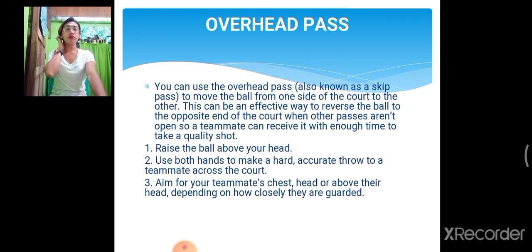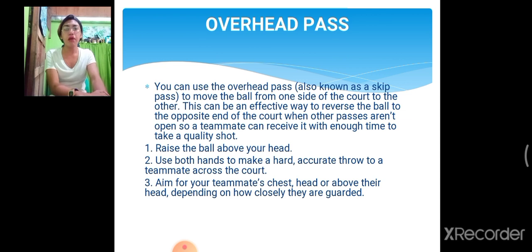Overhead pass. You can use the overhead pass, also known as the skip pass, to move the ball from one side of the court to the other. This can be an effective way to reverse the ball to the opposite end of the court when the other passes aren't open, so a teammate can receive it with enough time to take a quality shot. You should remember these 3 strategies.